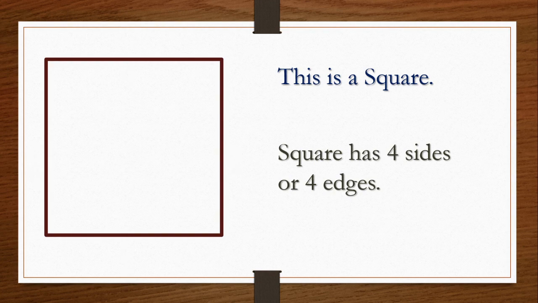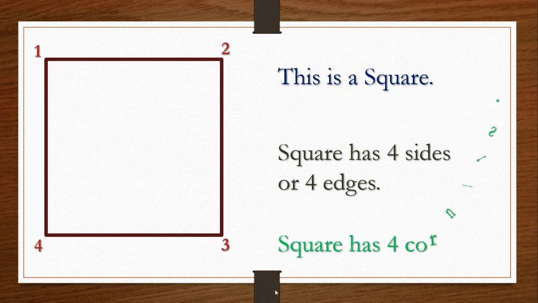Come on, tell me now how many corners you can see for this square. Yes. 1, 2, 3 and this is 4. Again, this square has also 4 corners. Right? We will write square has 4 corners.